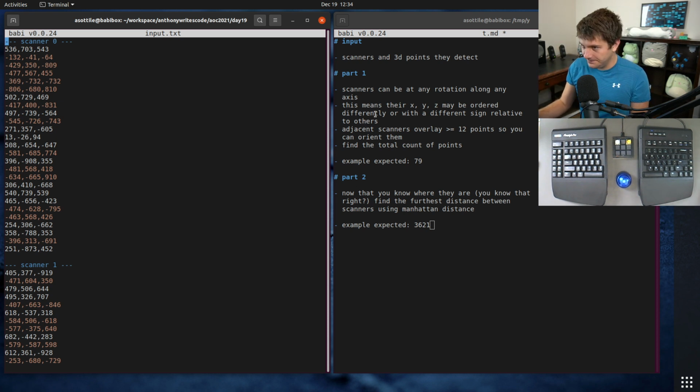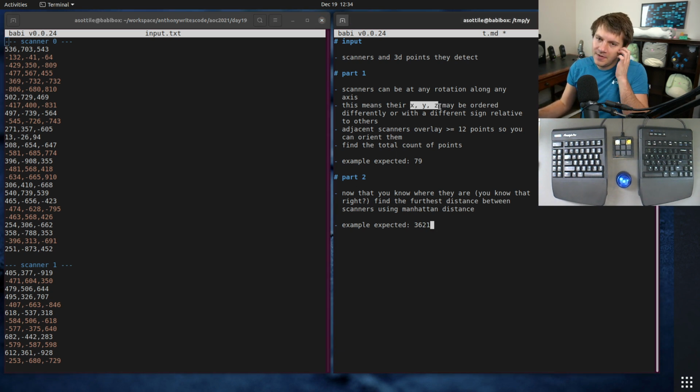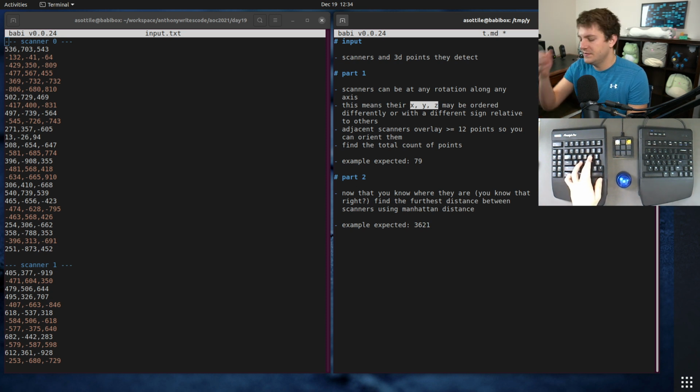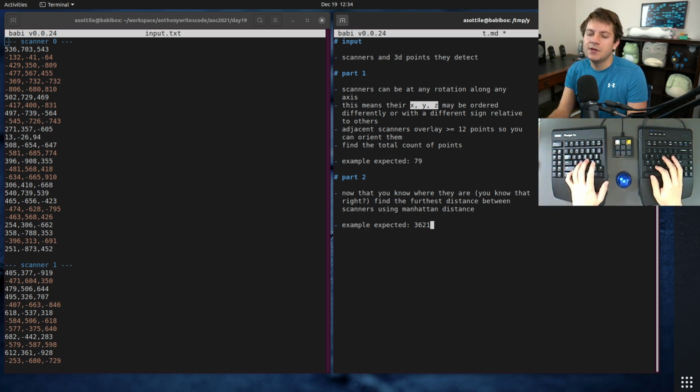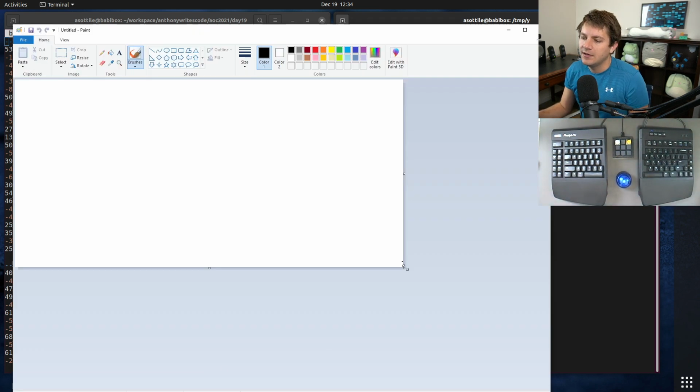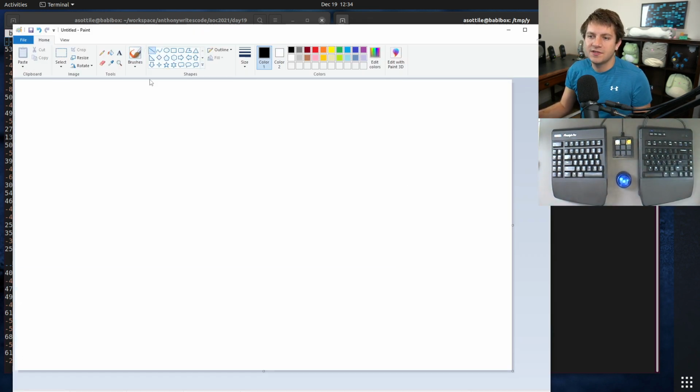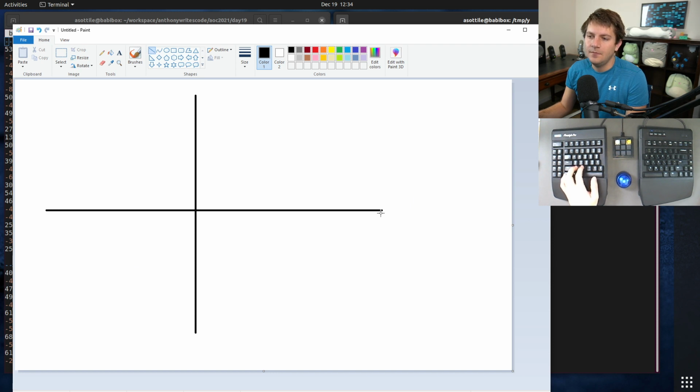But anyway, these scanners have a bunch of points, and the scanners may be in different orientations relative to the other scanners. What I figured this out to mean is that their X, Y, and Z coordinates might be in different positions or in different signs. Let me show you a little diagram of how I thought about this. We're just going to look in 2D space, but you can imagine the same thing being applied in 3D space. So let's draw just an XY plane here. I'm not going to bother to label the axes because it doesn't matter in this case, and they could go in any sort of different direction.